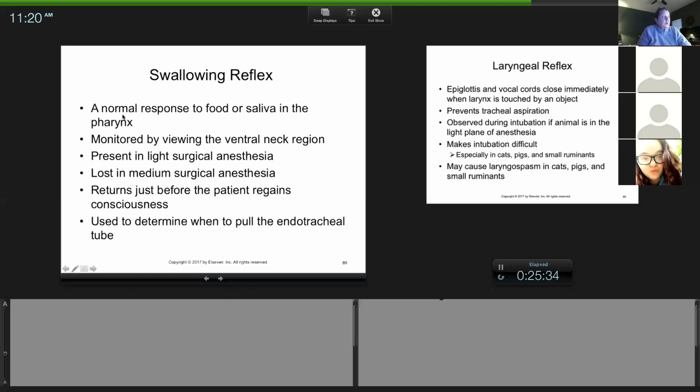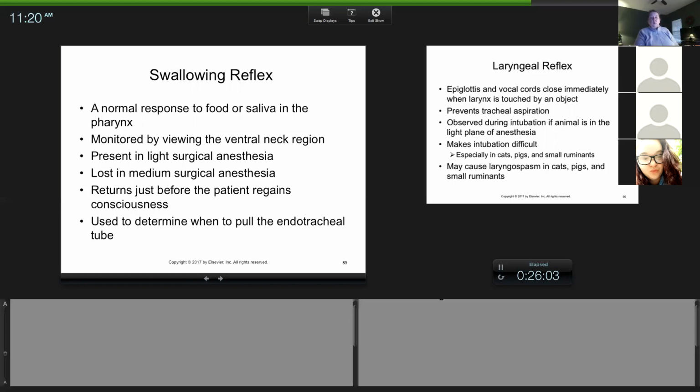The swallowing reflex is anytime something is present in the pharynx, which is the throat. You expect them to be able to swallow. Now, during anesthesia, you're not going to be opening their mouth and trying to touch the back of their throat. What you're going to do is look at their neck, and periodically, if an animal starts to swallow, you see movement in the neck. That's how we're going to assess it during surgery.